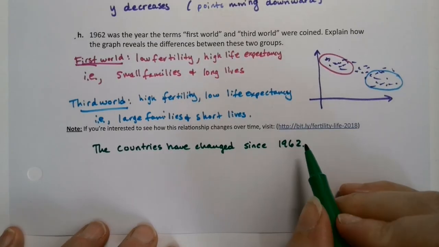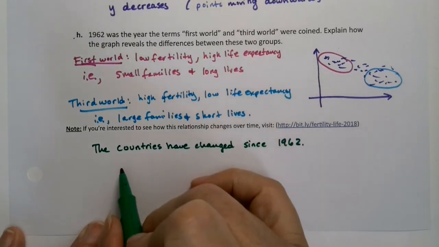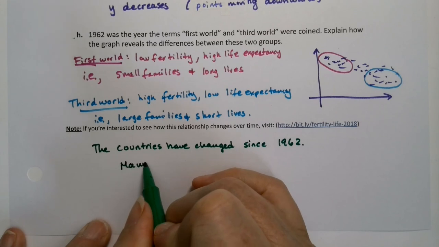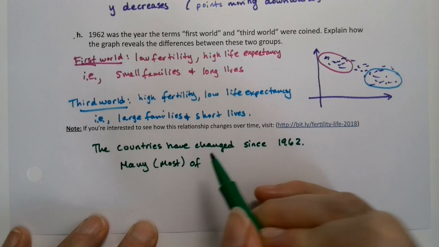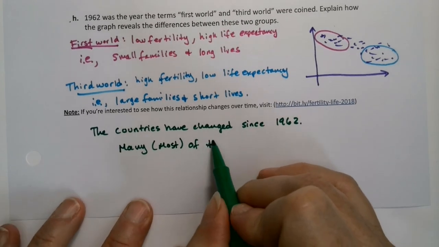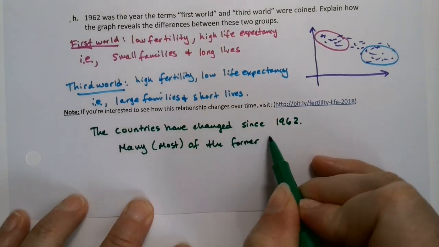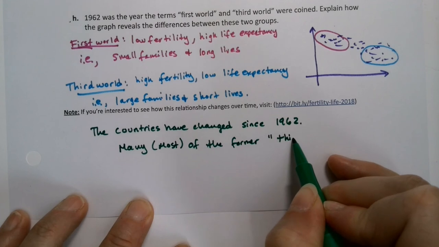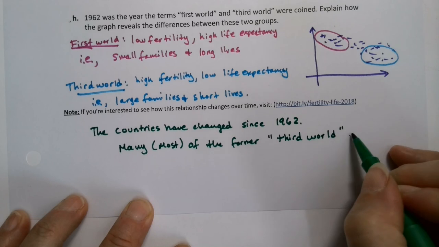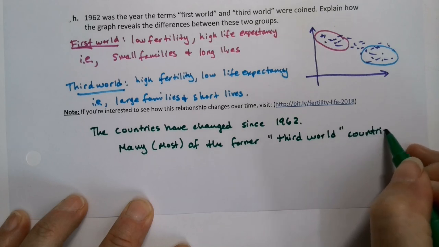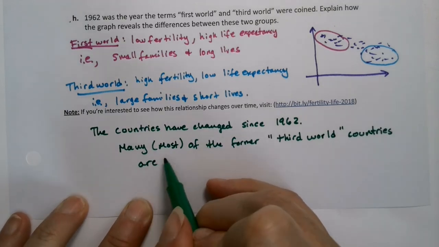Many, if not most, of the former third world countries have changed since 1962, and are in the top left corner now.